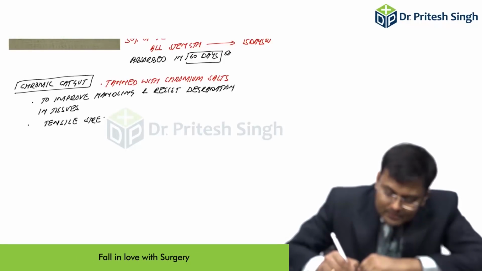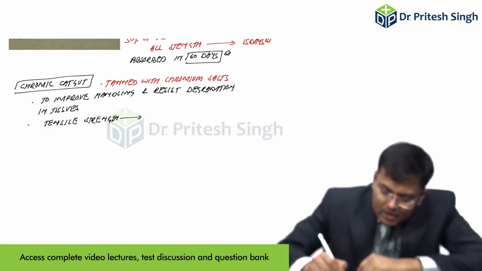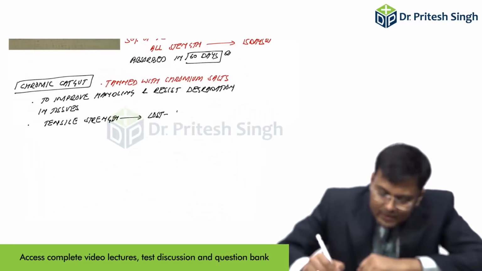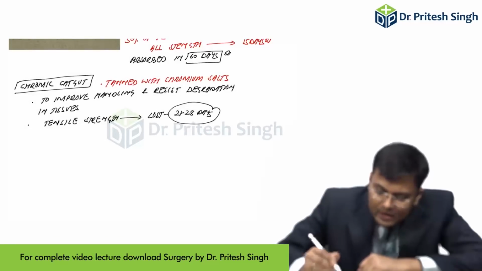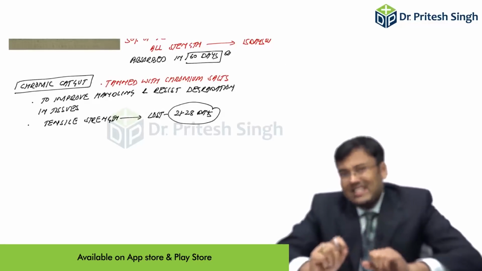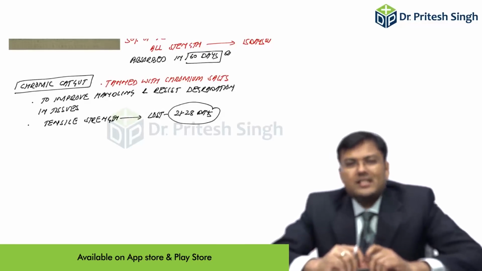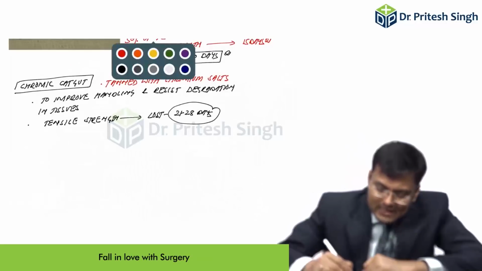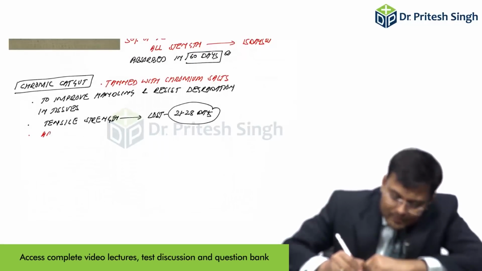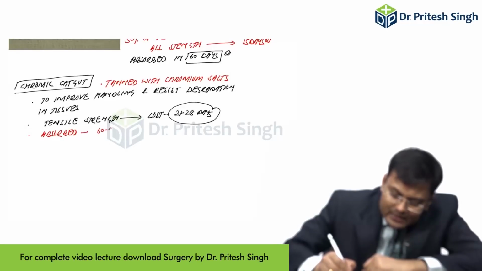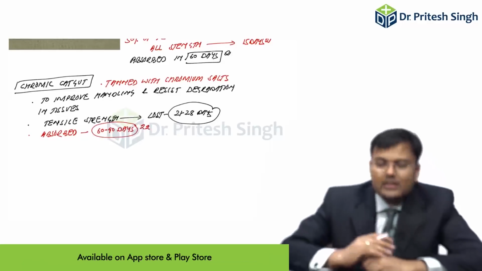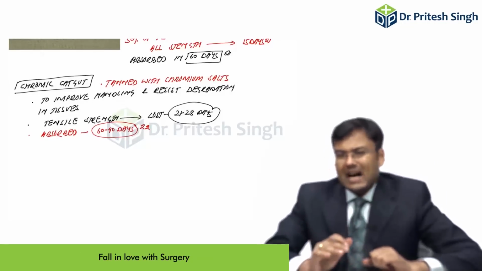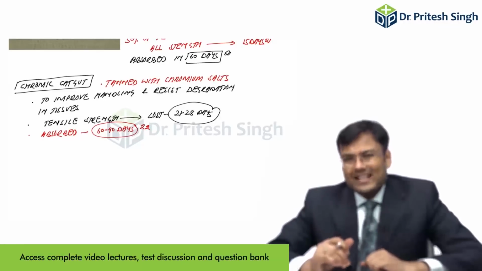Here, tensile strength is lost in 21 to 28 days, but it is absorbed in 60 to 90 days. These are the questions. After that, the frequently asked suture in exams is Vicryl.